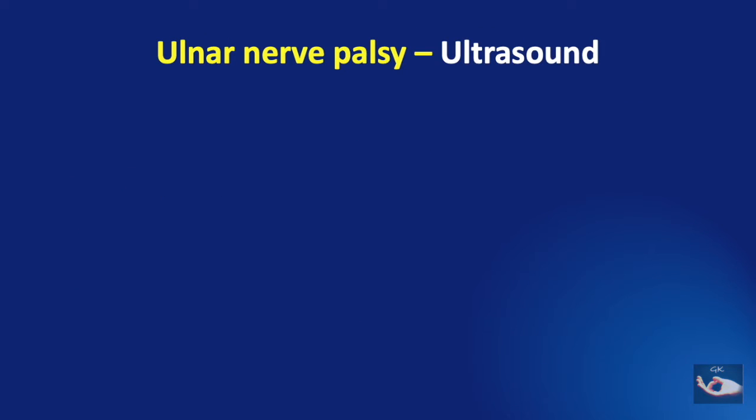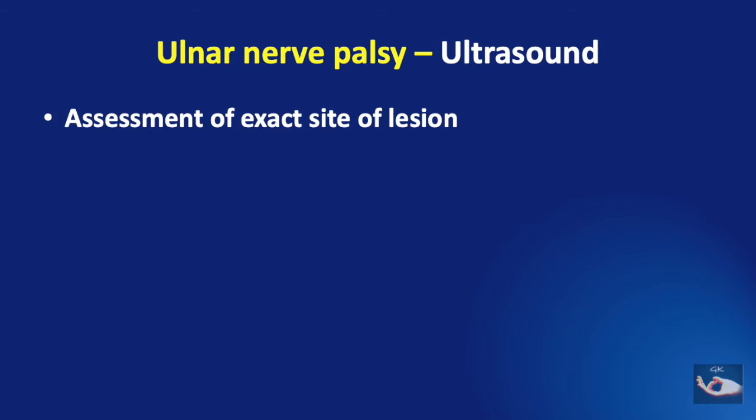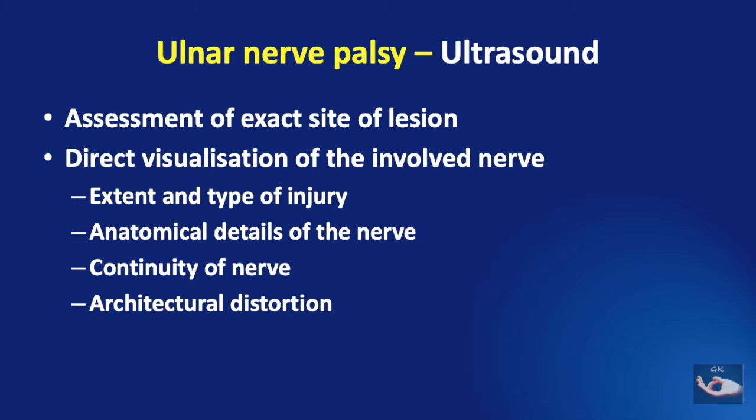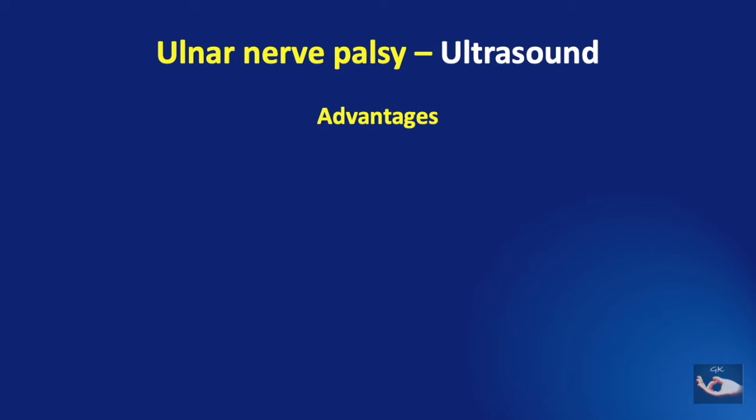The next imaging medium is the ultrasound. Ultrasound, in a case of ulnar nerve injury, will give an assessment of the exact site of the lesion by direct visualization of the involved nerve, which will also help us to know the extent and type of injury, the anatomical details of the nerve, the continuity of the nerve, and any architectural distortion if present, and any other local causes of neuropathy.